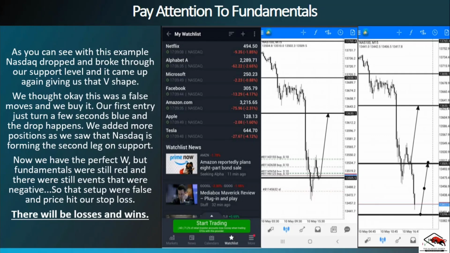So looking at this example, it is very important for you to take note of fundamentals. You can avoid trades like this when you know what is going on the fundamental side of things. Also take note that no matter how much attention you pay to everything, you will still make losses. Remember, losses are part of the game, right? You cannot 100% avoid them.